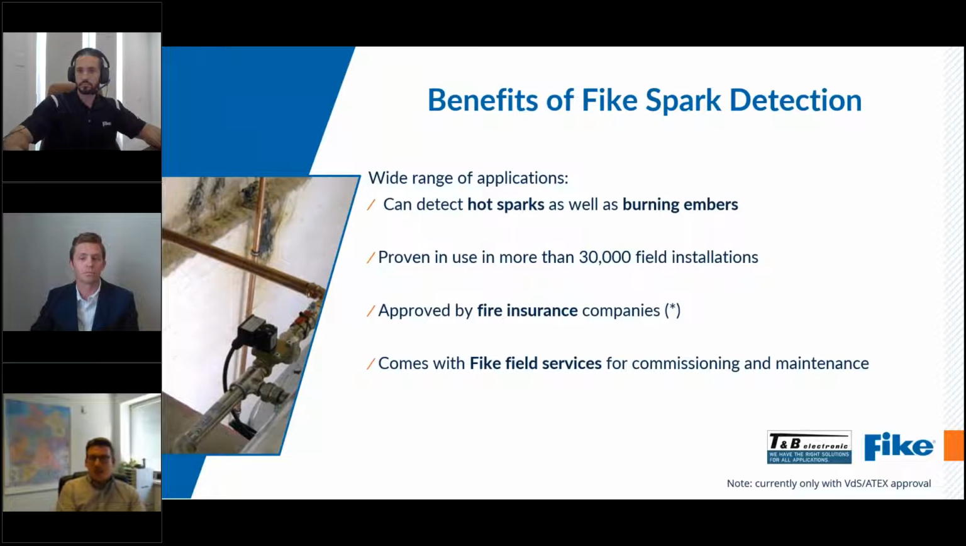So what are the benefits of Fike spark detection? On the one hand, we can detect hot sparks as well as burning embers and hot surfaces for sure. And we have 30,000 proven field installations. Many insurance companies know Fike and TNB, and every system comes with the Fike field service, which means commissioning and maintenance.